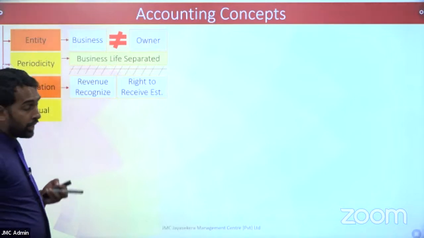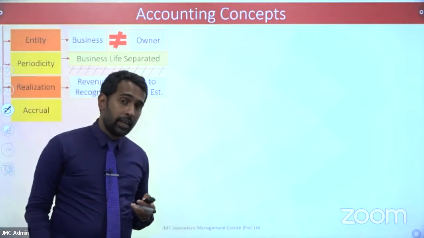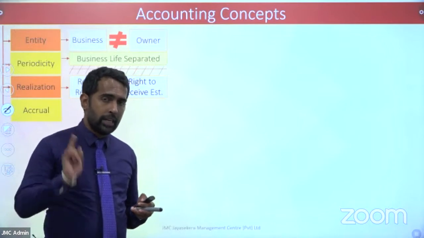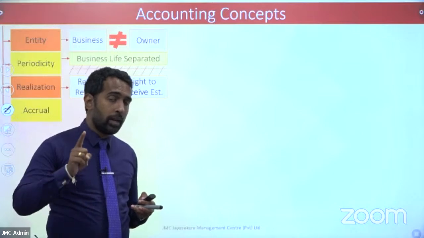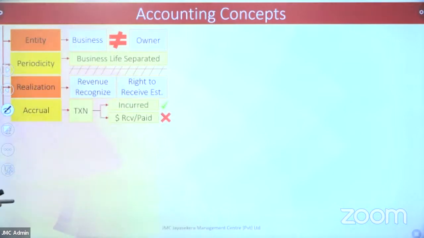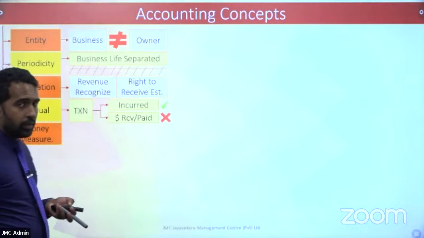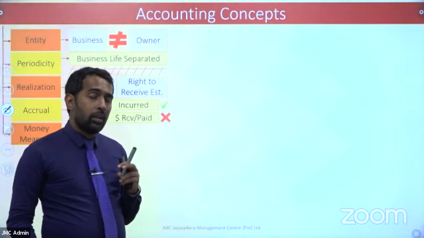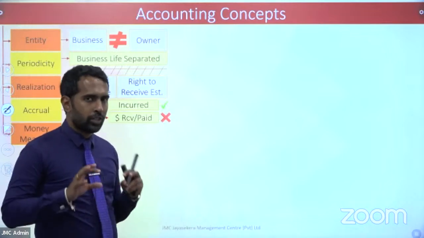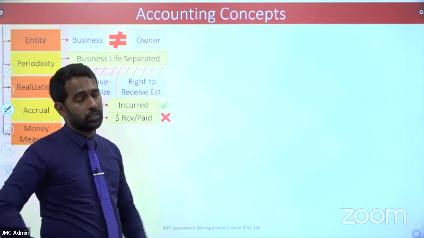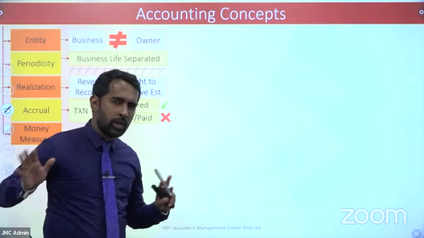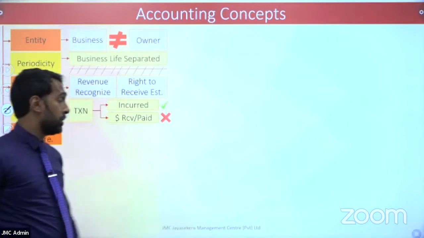Accrual concept. Recognize the transaction as and when it is incurred. Don't wait until you receive or pay the money. That is where debtor, creditor, accrued, and prepayments are created. Money measurement. Right? So we are accounting things that we can measure in monetary terms. Transactions that can be measured in monetary terms are only recorded. So we don't record the love, care, loyalty, attitudes, ethics, because we can't measure.